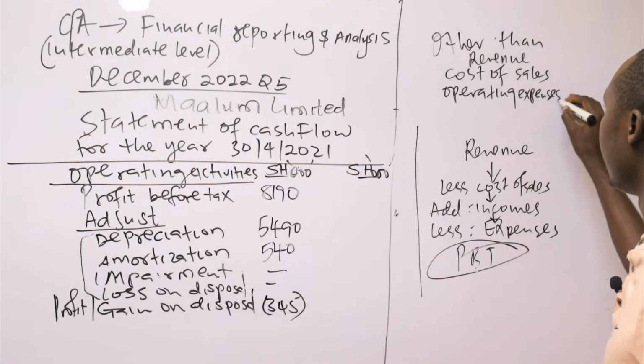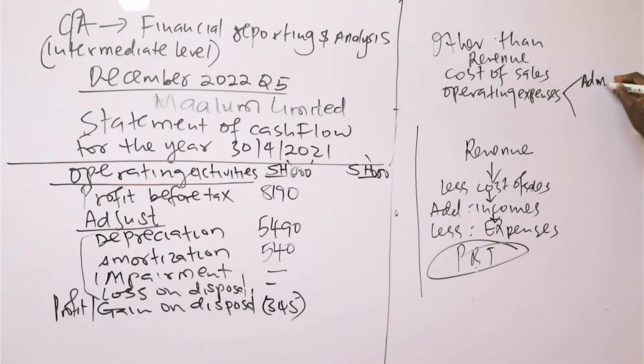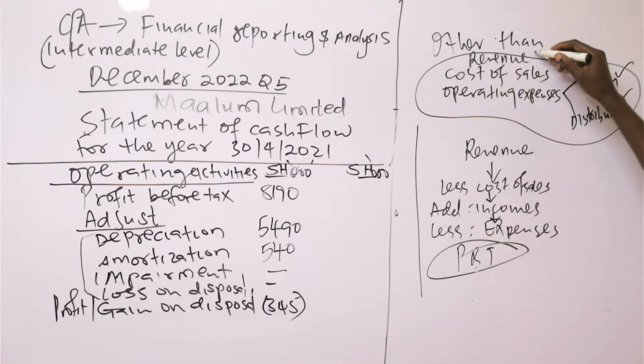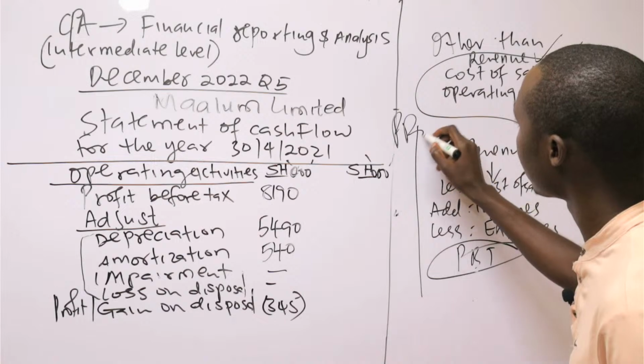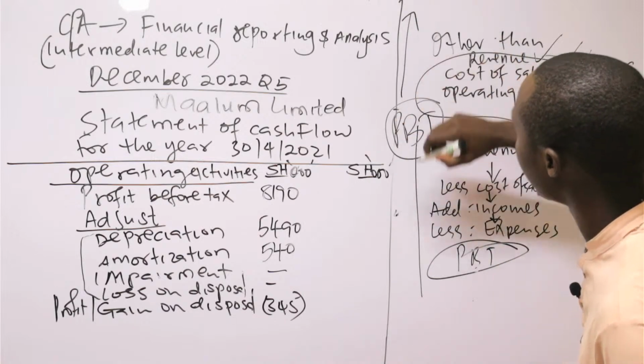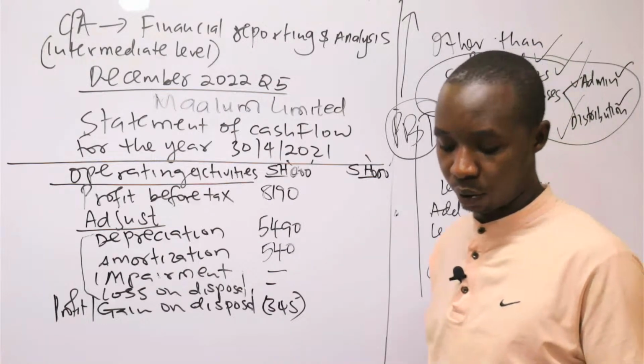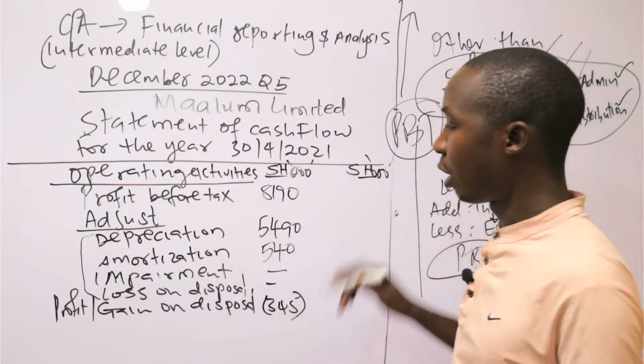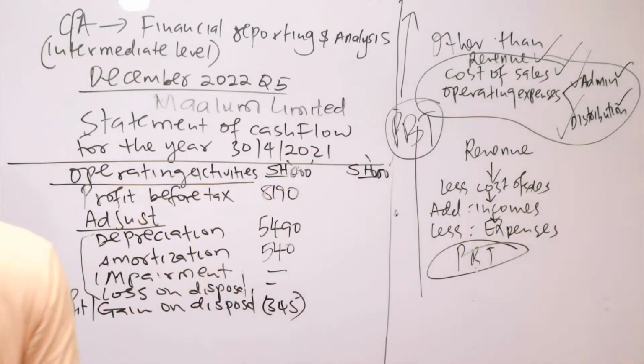Remember that operating expenses are all about the admin expenses and the distribution expenses. Other than the four, revenue, cost of sales, admin and distribution, there is another item above the profit before tax that we have to adjust here. Looking at this question of ours, items above the profit before tax, other than the four, we have the finance cost and we have other operating incomes.